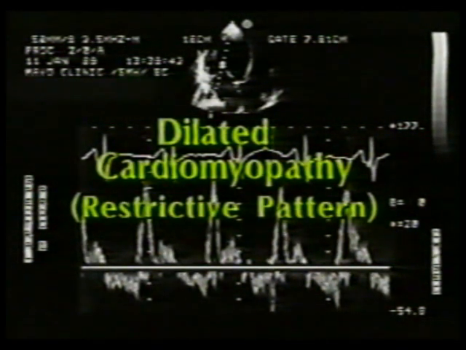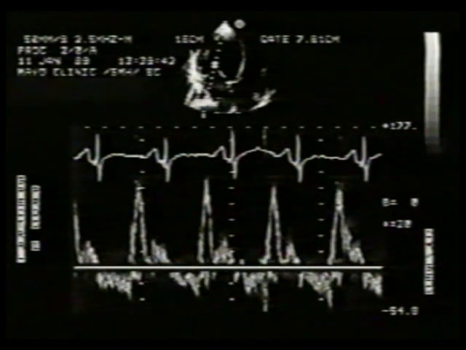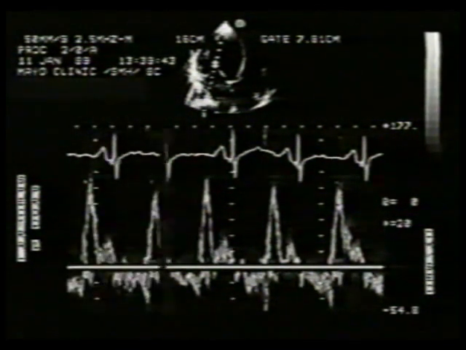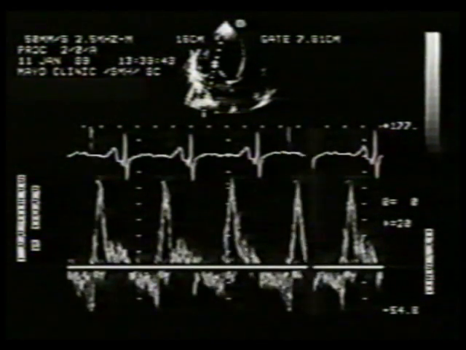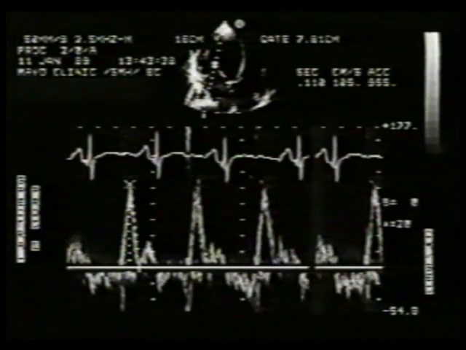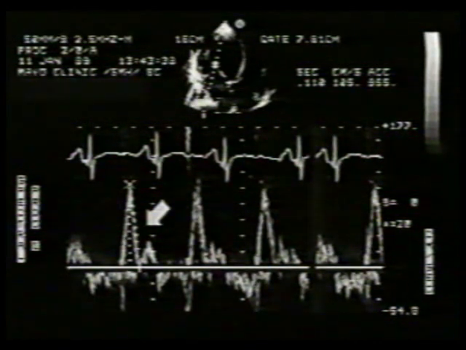The second type of abnormal diastolic profile is illustrated by this 20-year-old male with dilated cardiomyopathy. The E velocity is nearly 1.1 meters per second with a small A velocity, and note that the deceleration slope is steep. Here we are measuring the deceleration time, which is short, 110 milliseconds. We refer to this as a restrictive pattern.